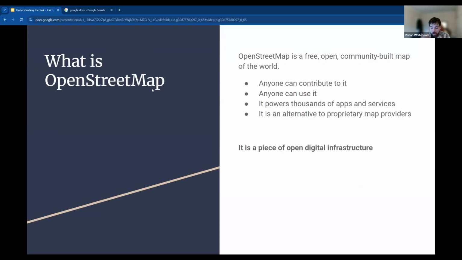So Claire will, after me, go over mostly everything about OpenStreetMaps and open data, but very quickly we just need to understand what OpenStreetMaps is so that I can properly explain the challenge. So OpenStreetMap is just a free, open, community-built map of the world. It's classified as open data and anyone can contribute to it, anyone can use it, and it powers thousands of apps and services that would otherwise be very expensive to run as they'd be forced to use Google Maps and other private proprietary map providers. So it's a piece of open data and open digital infrastructure that anyone can access.